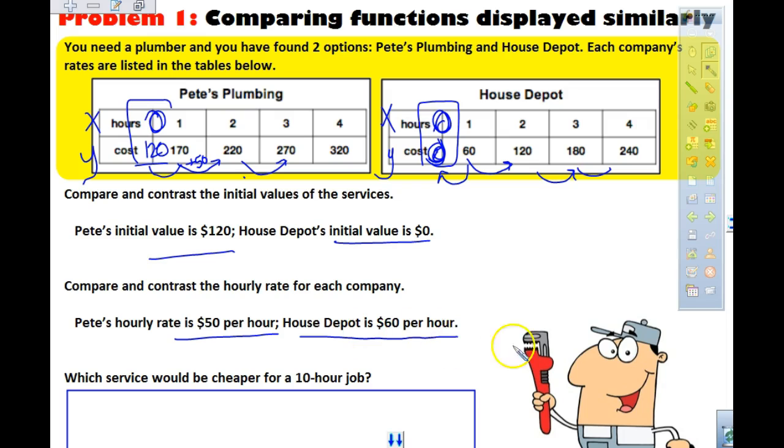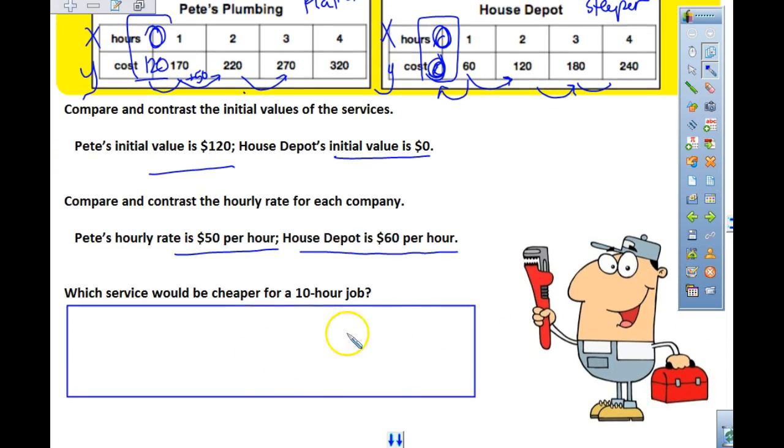House Depot is going to be steeper. This line would be steeper, right, if I was drawing a line. This one would be a little flatter, right? Because they're not charging as much. But this one starts at 0, and this one starts up at 120 if I was going to graph that. So now we're looking at that last part, and the last part says, well, which service would be cheaper for 10 hours? So let's write an equation.